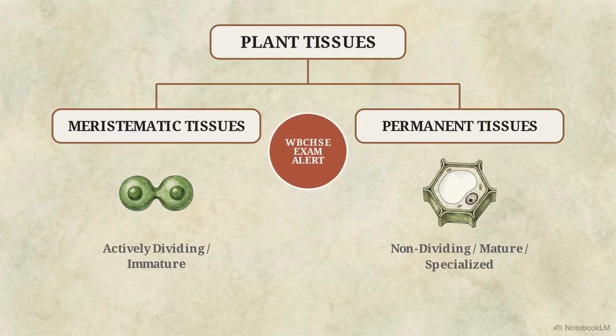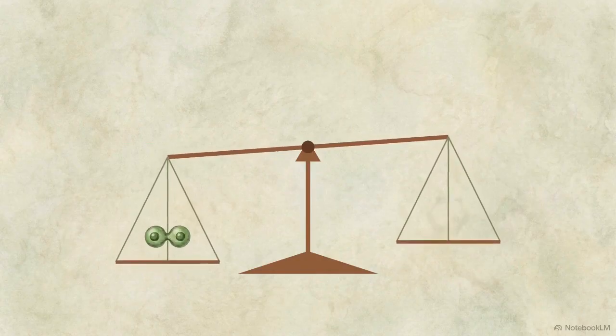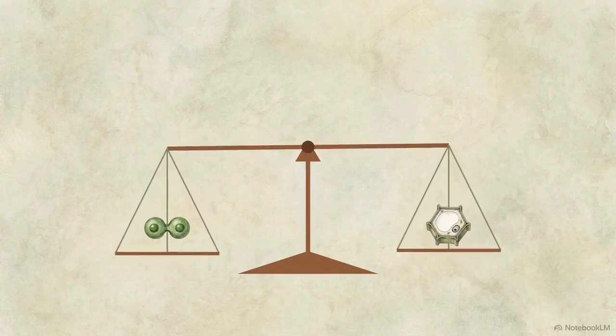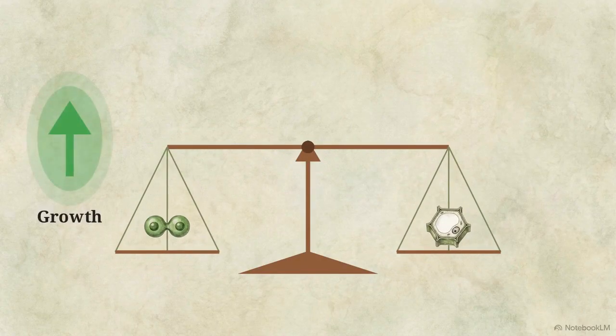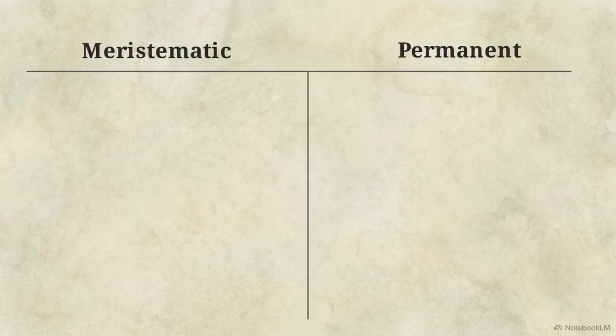Pay attention to this split. It is a high-yield concept for your WBCHSE exams. A plant's entire life cycle and structural integrity rely on this exact balance. It needs cells actively dividing to grow and cells permanently locking into specialized roles to survive. Let's compare the anatomy of these two cell types side by side in this T-chart.